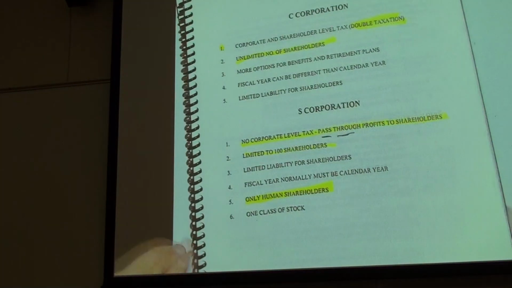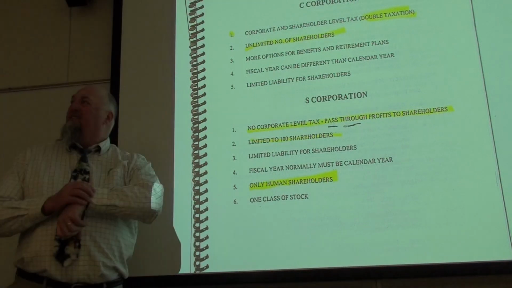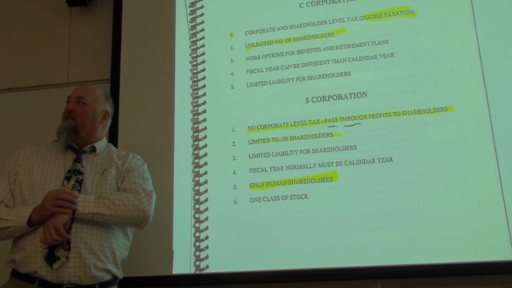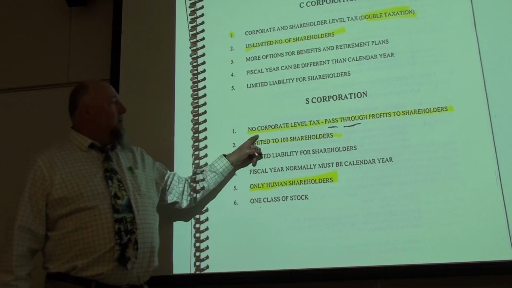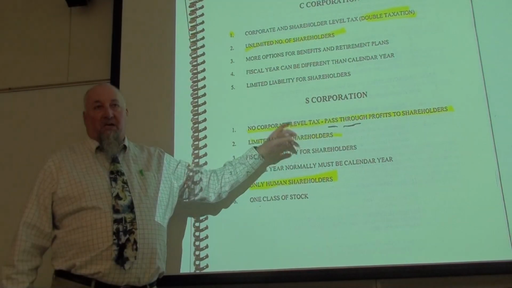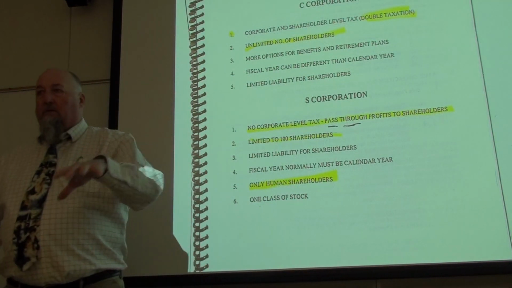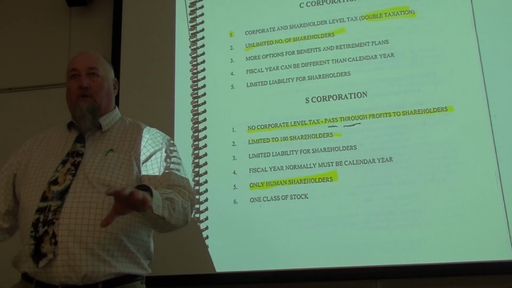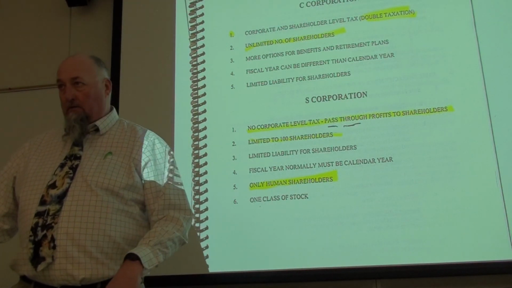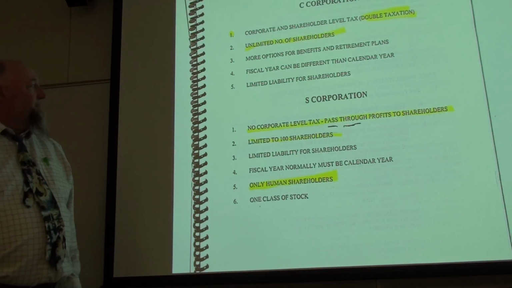Page 84. Okay, so an S corporation, no corporate level tax. It is a pass-through. The profits flow down to the owners, and then they pay tax on the profits at their ownership level, like we talked about earlier. That's one of the benefits. You don't have that double tax.